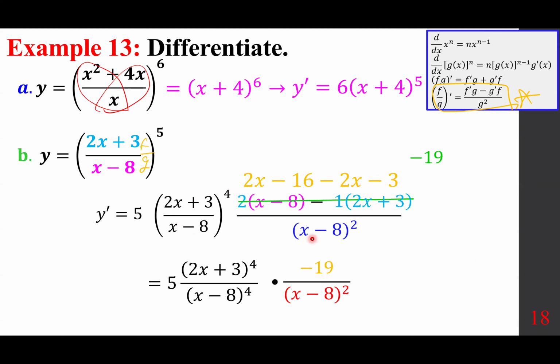And the reason I'm writing it in this fashion is because I want you to see the bottom is x minus 8 to the power of 4 plus 2, or 6. The top is 5 times this times this. 5 times negative 19 is negative 95 times 2x plus 3 to the power of.